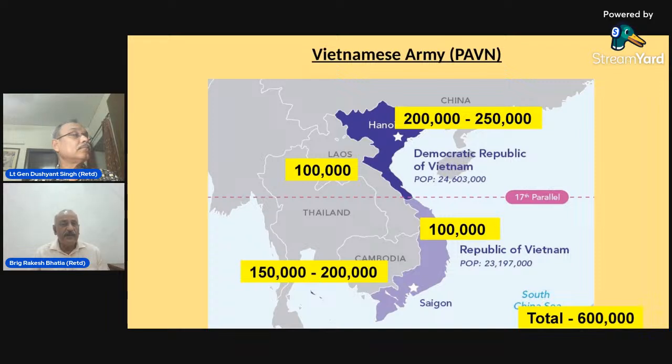But in 75 the USA had just left, so they could not afford to pick up these troops and bring them to North Vietnam against the PLA. So in the North, actually just about 200,000 to 250,000, that is, 2 lakhs to 2.5 lakhs, were available.